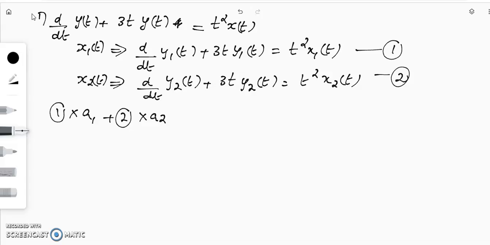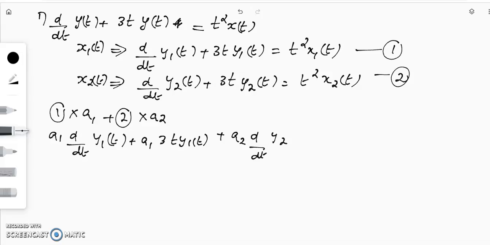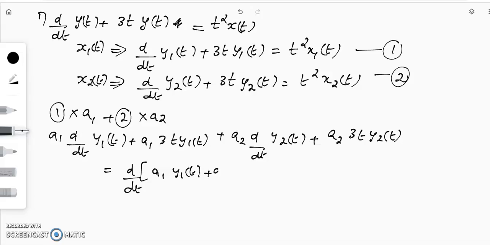We will get a1 into d by dt of y1t plus a1 into 3t y1t plus a2 into d by dt of y2t plus a2 into 3t y2t. Okay, I am rewriting this. This is equal to, if we take only d by dt outside, it will be a1 y1t plus a2 y2t.